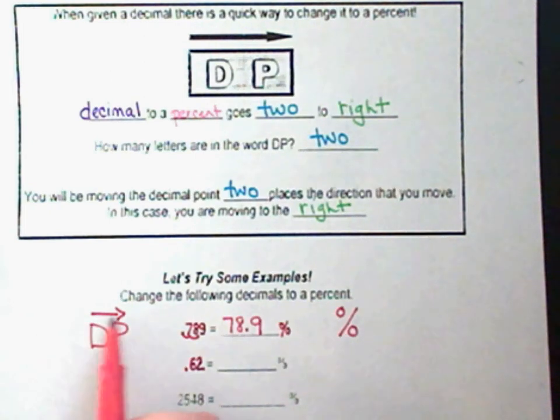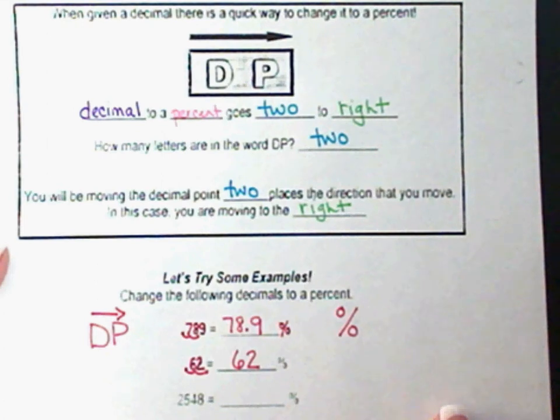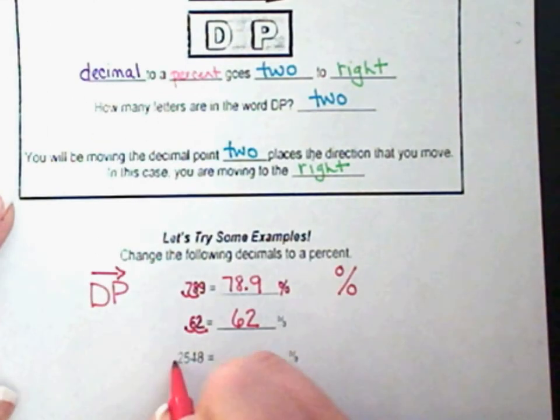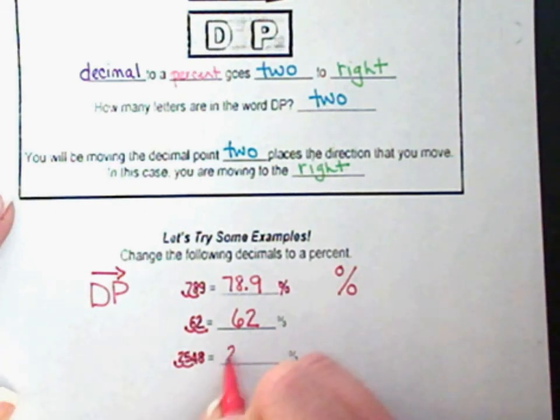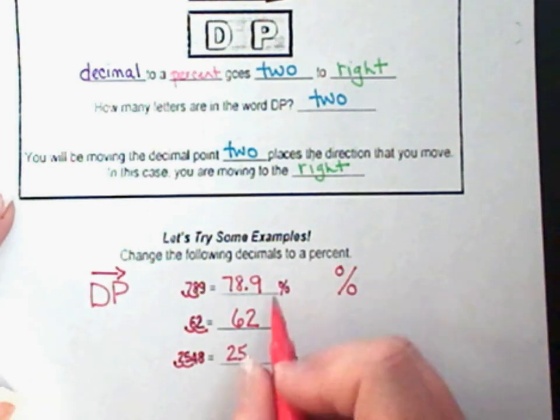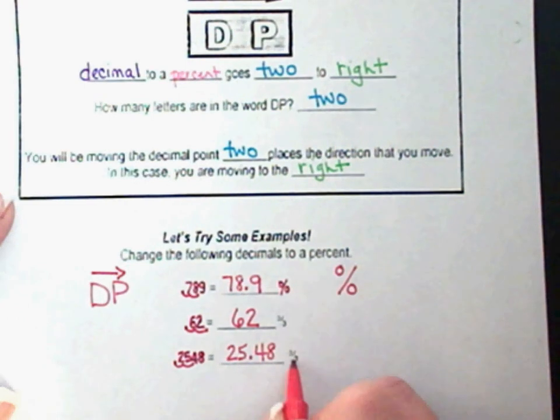For 0.62, I'm moving from my decimal to percent. I'm moving to the right 2 places. 1, 2 makes this 62%. The last one is 0.2548. I'm moving from a decimal to a percent, so I'm moving 1, 2 to the right. My number is 25.48%.